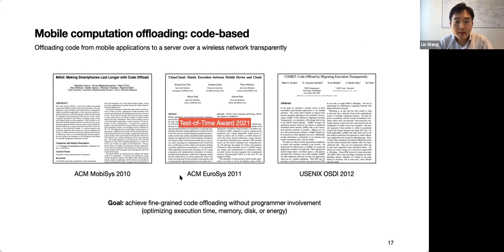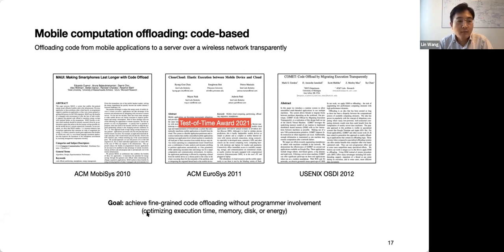So the general idea is to achieve fine-grained code offloading without programmer involvement, because we have all kinds of mobile applications developed already. So if you come up with an offloading scheme that requires you to modify all the applications, it will be a lot of overhead, right? So it would be very cool if we can do this kind of thing transparently, without programmer involvement. And why do we want to do offloading here?